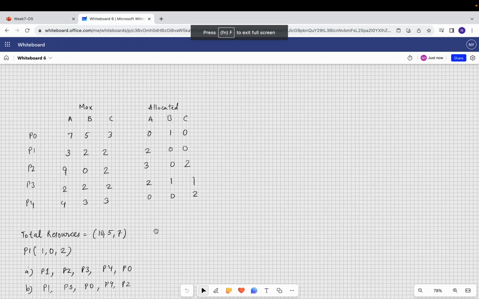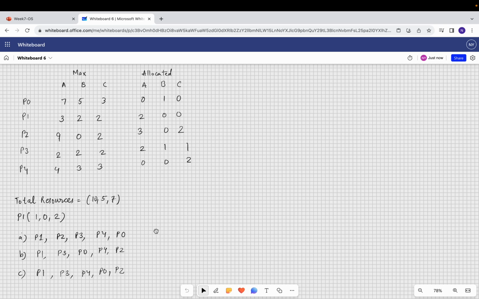Okay, so here I've copied the matrix. So let us look at it. We have been given here that the total resources A, B, C are 10 units of A, 5 units of B, and 7 units of C.